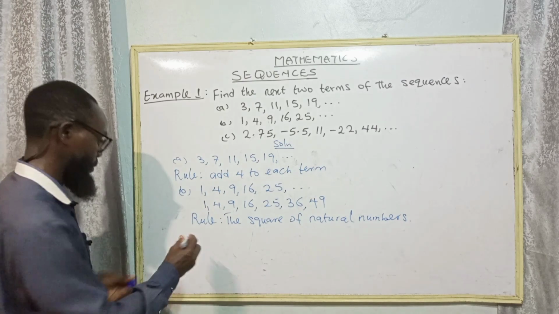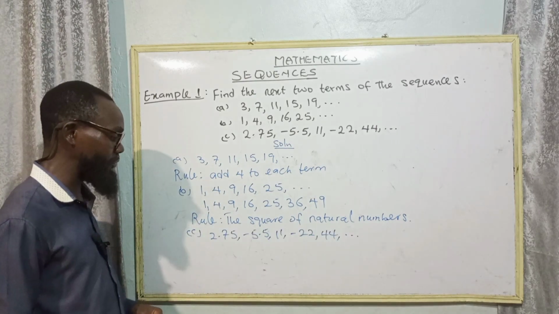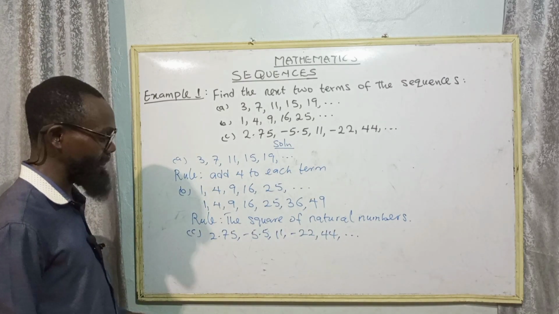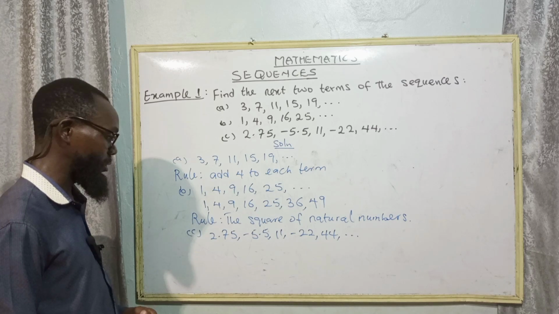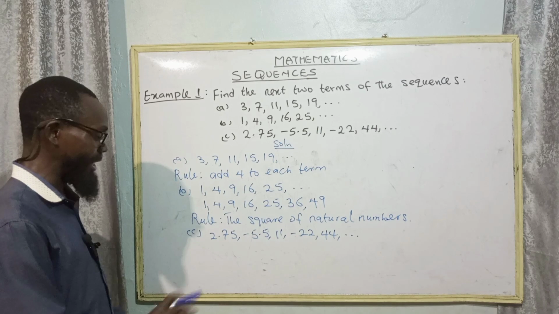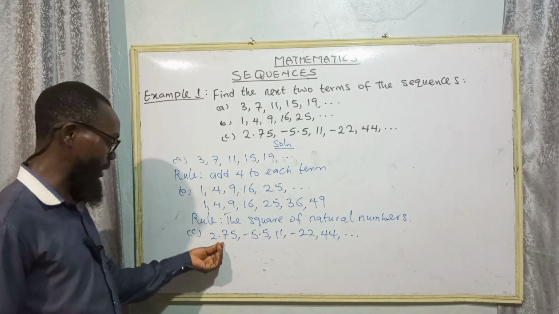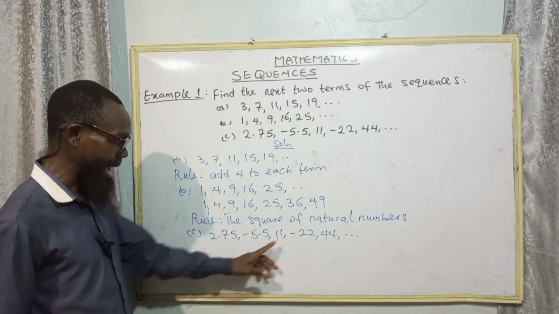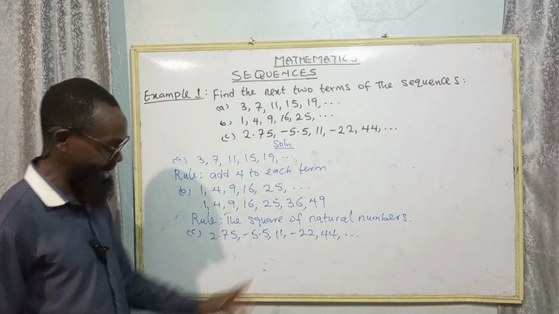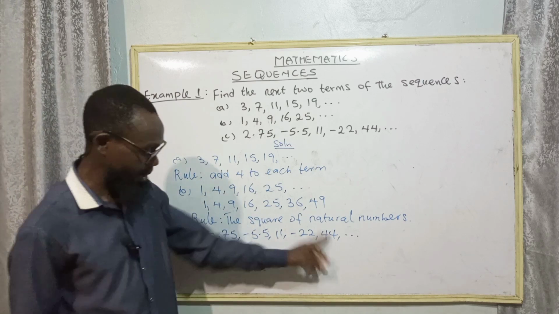The third one: 2.75, minus 5.5, 11, minus 22, 44. If you look at this properly, I have 2.75, I have minus 5.5, I have 11, I have minus 22.